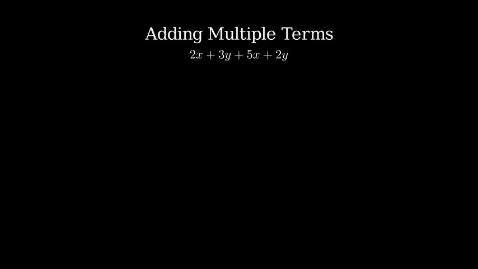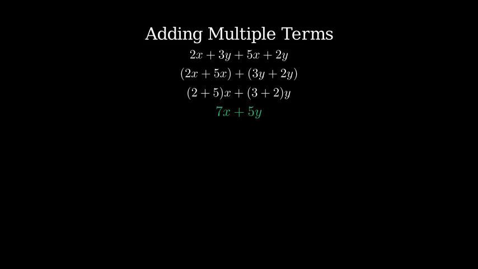Let's try a slightly more complex example with multiple terms. Consider the expression 2x plus 3y plus 5x plus 2y. To simplify this, we group like terms together. We have 2x and 5x, which are like terms. And we have 3y and 2y, which are also like terms. Now we add like terms. 2x plus 5x equals 7x. 3y plus 2y equals 5y. So our final answer is 7x plus 5y.